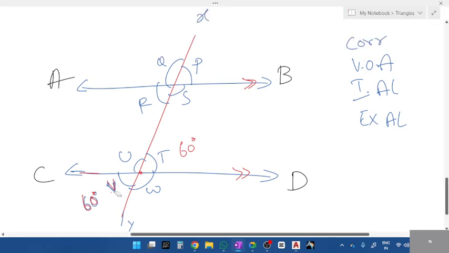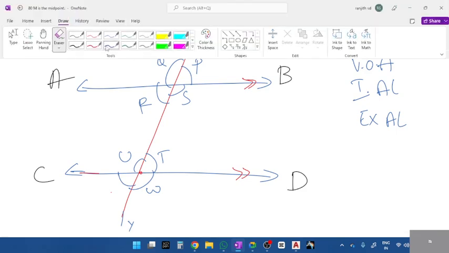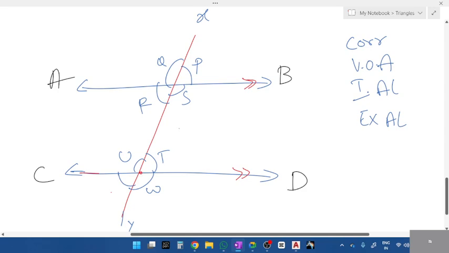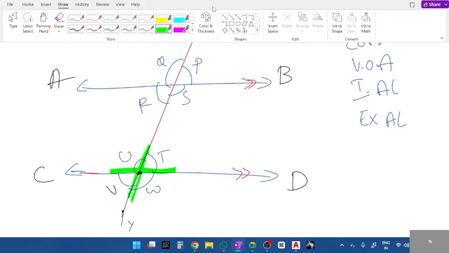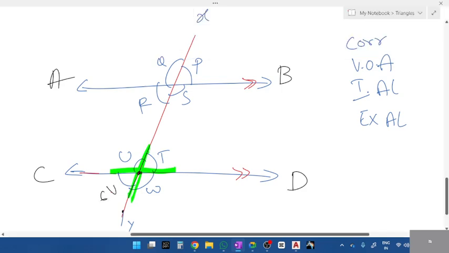Vertically opposite. How is it alternate? Who told alternate? Why is it alternate? Aren't they on the same vertex? Opposite? Yes. Which alphabet is given here? Which alphabet is this? Angle X? Right? 60 degrees. T also will be 60.